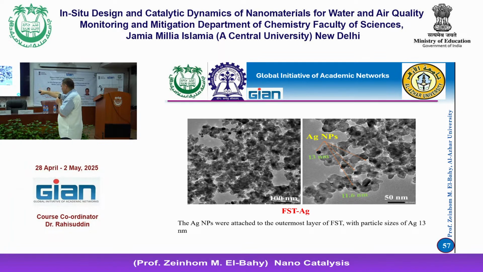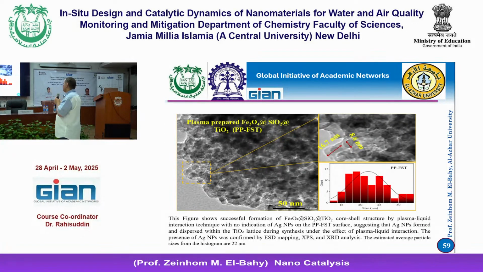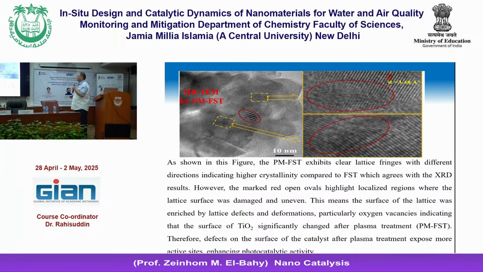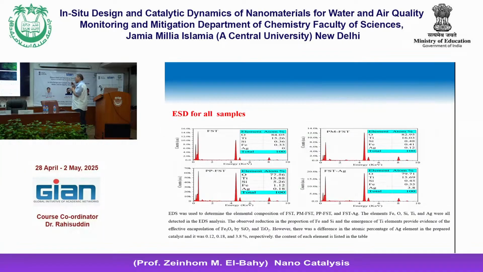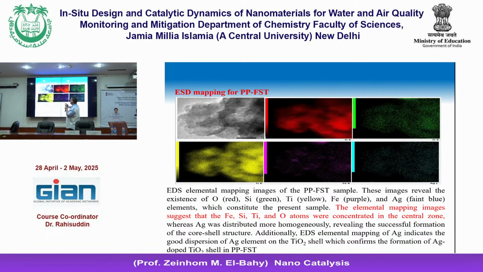FST: F is magnetite, S is silica, T is titania, and it is decorated with silver. And of course, this is the decoration of silver. You can see it here very clearly. Of course, I will not go inside these pictures because it will be useless. Only the idea, and you can see how we could prepare it. I will not explain in depth, but I will only show you something.